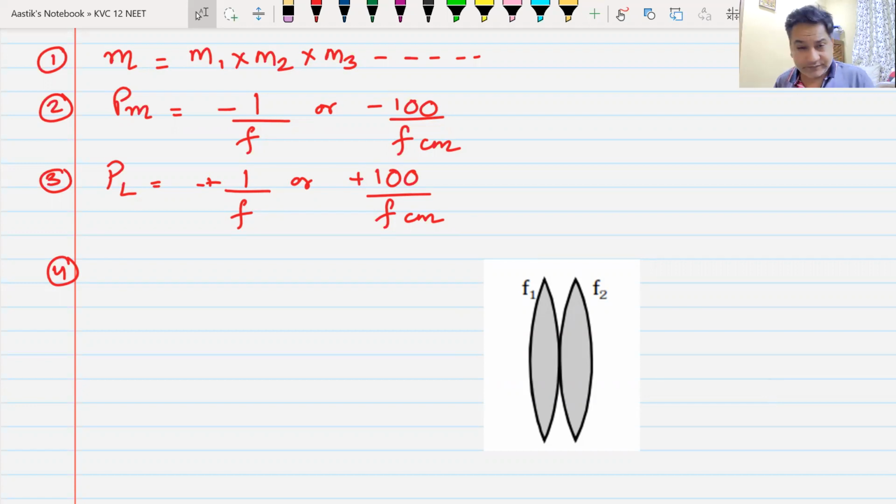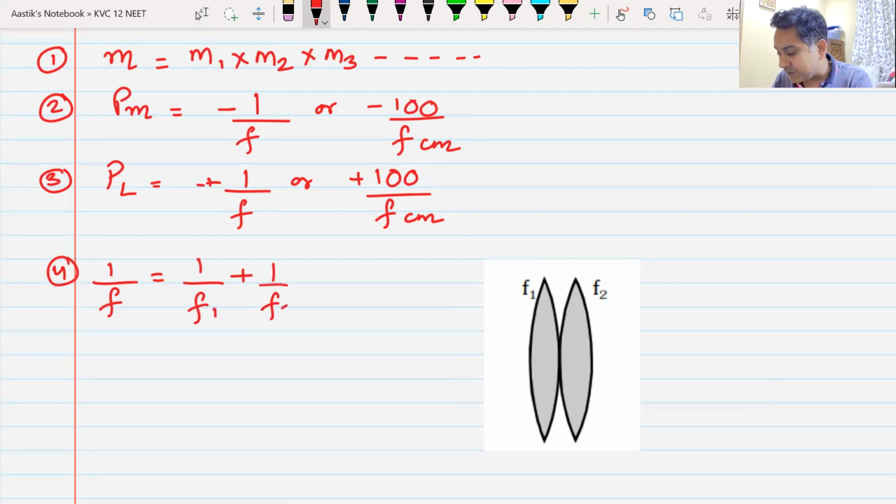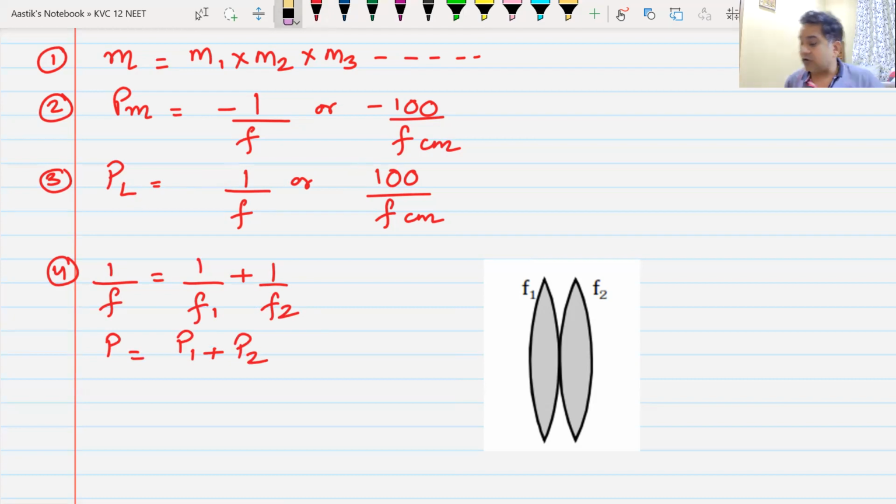Now, this combination of lenses will again act as a lens. If I want to find the focal length of that lens, it will be 1 by F1 plus 1 by F2. If there are three lenses, it will be 1 by F1 plus 1 by F2 plus 1 by F3 and so on. So this basically behaves as a lens. You can write this formula in terms of focal length. You can also write this formula in terms of power of the combination. Power of the combination will be P1 plus P2, where P1 is 1 by F1, the power of the first lens, and P2 is 1 by F2, the power of the second lens.